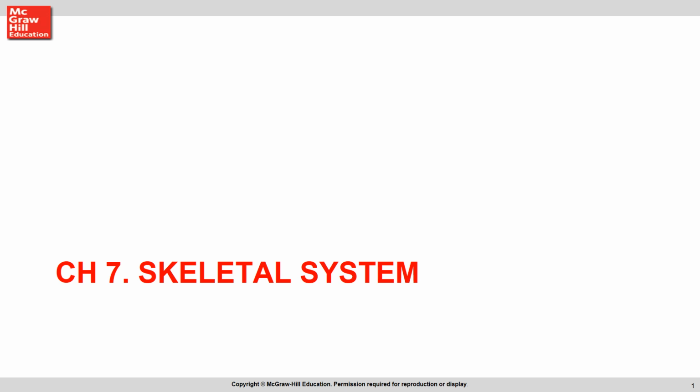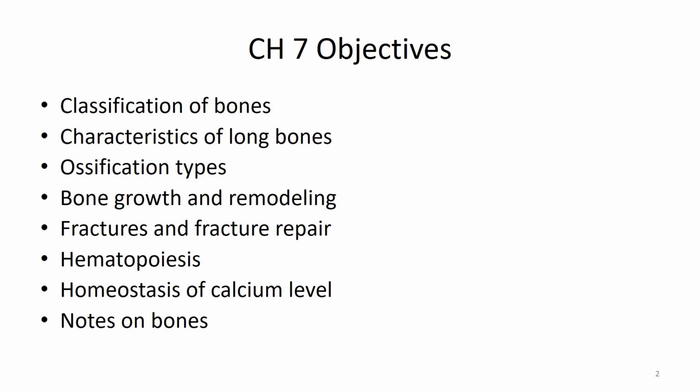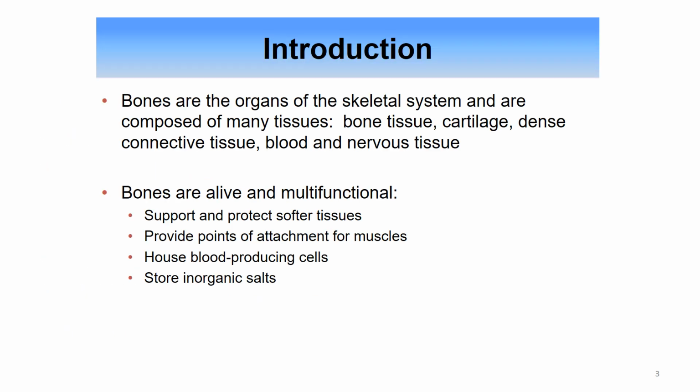Chapter 7, Skeletal System. The objectives for this chapter are the classification of bones. Then we'll go over the characteristics of long bones, ossification types, bone growth and remodeling, fractures, fracture repair, hematopoiesis, homeostasis of calcium. Bones are organs of the skeletal system because bones are composed of many different types of tissues.